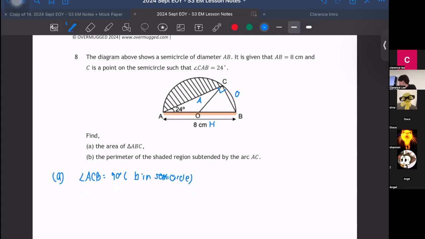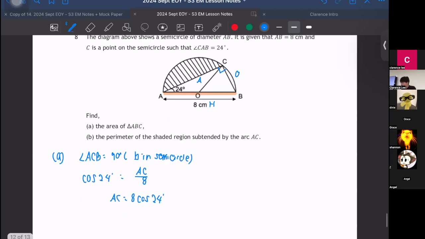You are looking for either A or O. So let's say we're looking for A. You have cosine 24 degrees equals AC over H, which is 8. So AC will be equal to 8 cosine 24 degrees. I don't need to evaluate first because once again, this is not my final answer. So you can leave it like this or leave it in surd form, up to you.